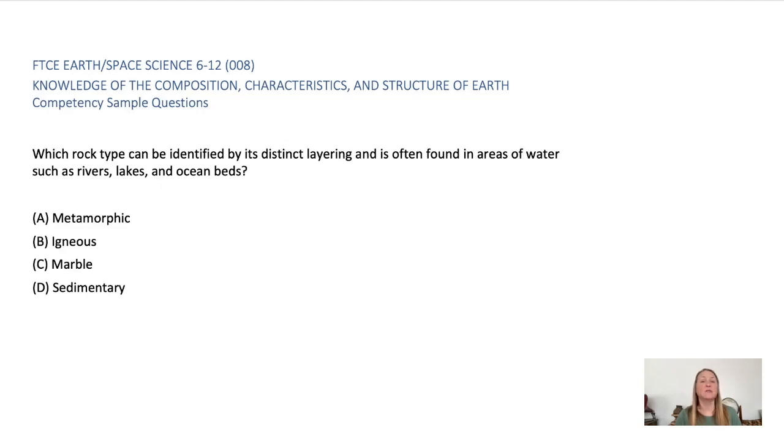B. Igneous. These rocks are formed from cooled lava or magma. C. Marble. Marble is a type of metamorphic rock and doesn't form in water environments. The correct answer is D. Sedimentary rocks can be identified by their layering, a result of the accumulation of sediments over time. These rocks are often found in areas of water where sediment is deposited, such as rivers, lakes, and ocean beds.